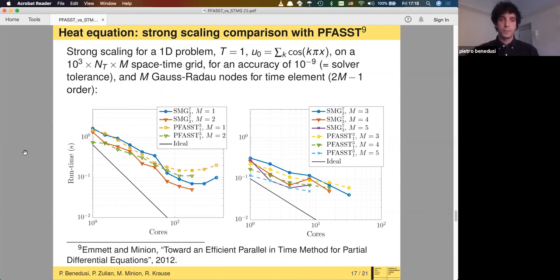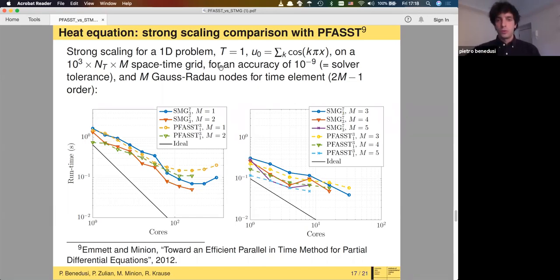for the heat equation. This is a 1D problem, t equals 1. The initial solution is a bunch of cosines. And this is the dimension of the space-time grid, where m is the number of Gauss-Radau nodes per time element. So the order would be 2m minus 1. So for m equals 5, for example, we would have a ninth order method.